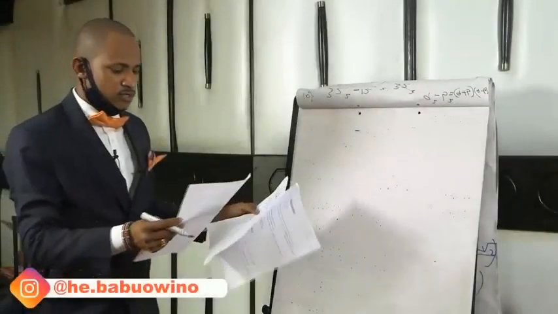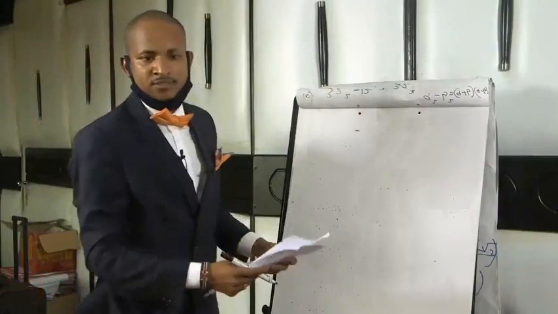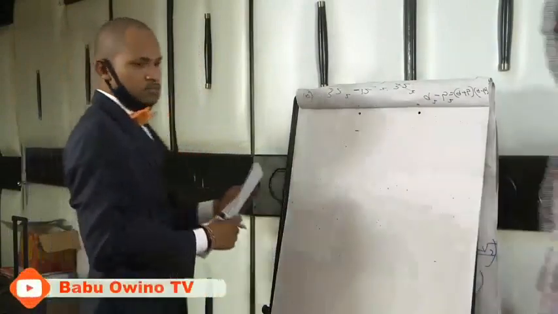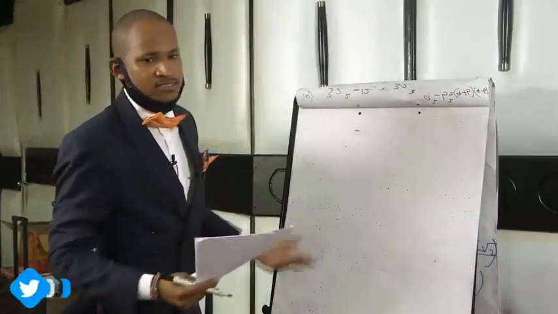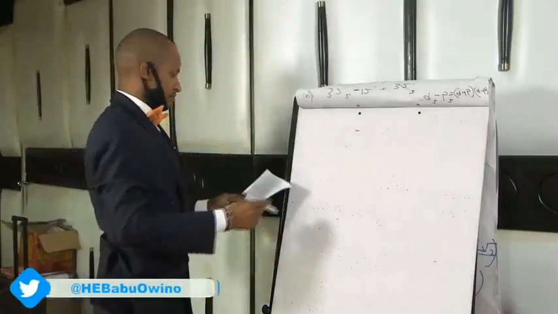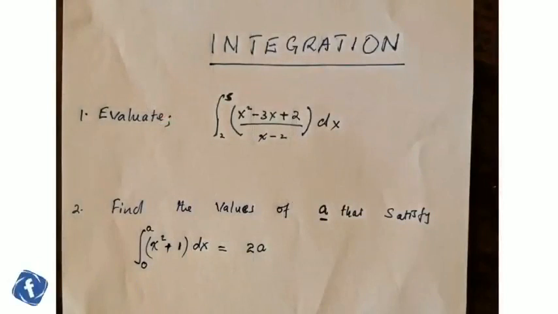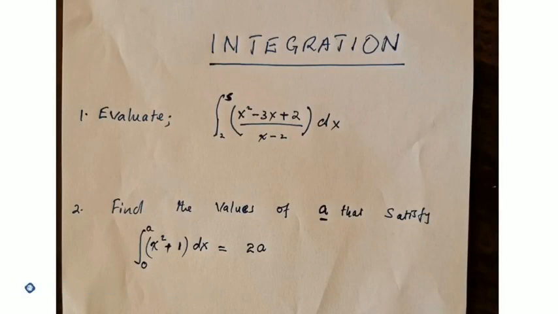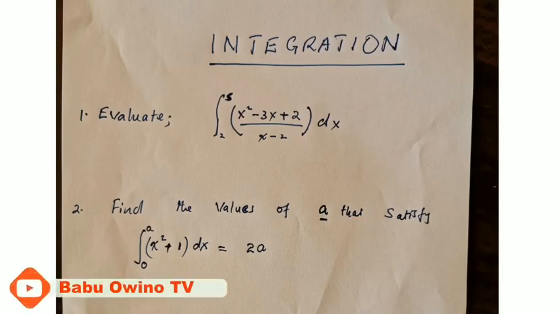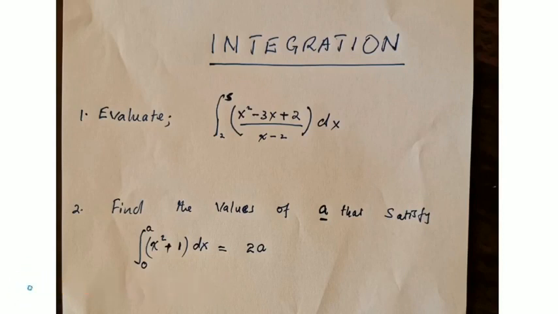Our last question is on calculus, which is integration. Most people, they don't go well with calculus. Calculus is one of the easiest. So question number 11, you are told to integrate. This sign means integration with the limits of 5 and 2. Integrate x squared minus 3x plus 2 divided by x minus 2 with reference to dx.